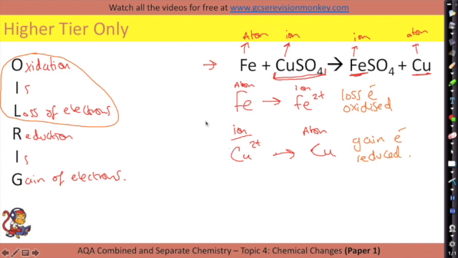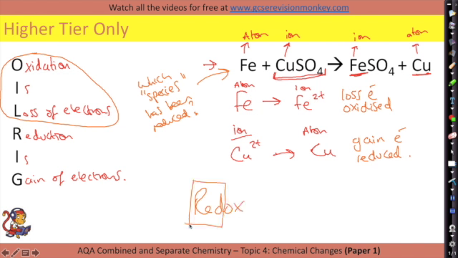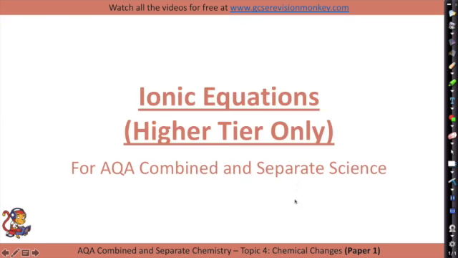So they might say to you, which species, meaning which chemical in a chemistry sense, has been reduced, or which species has been oxidised in this equation. And you need to look at which ones are turning from atoms to ions and which ones are turning from ions to atoms. These equations are called redox because you have something that is being reduced and something that is being oxidised in the same reaction. Ionic equations are for higher tier pupils only.